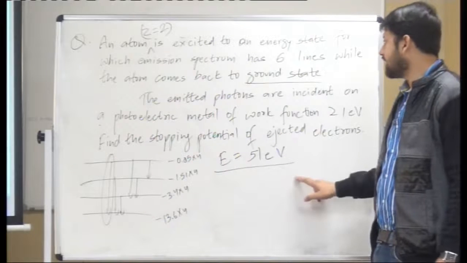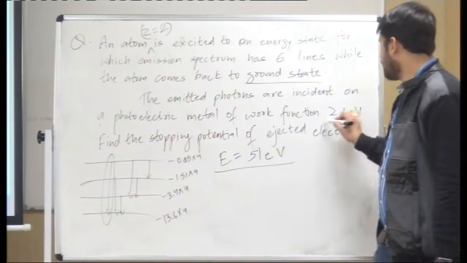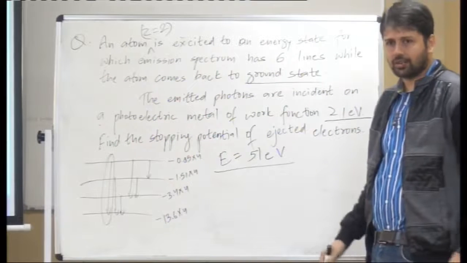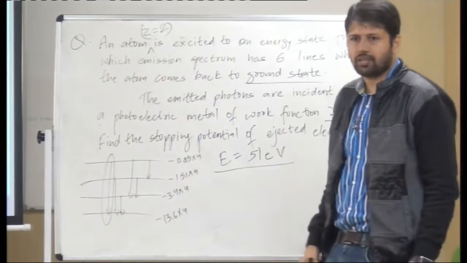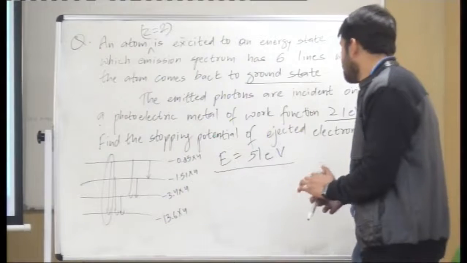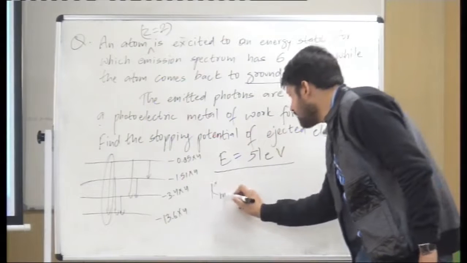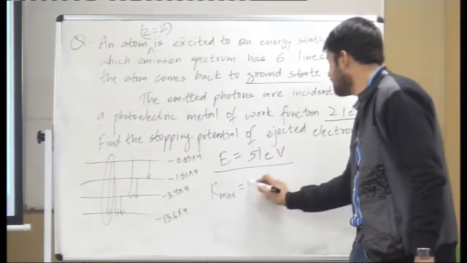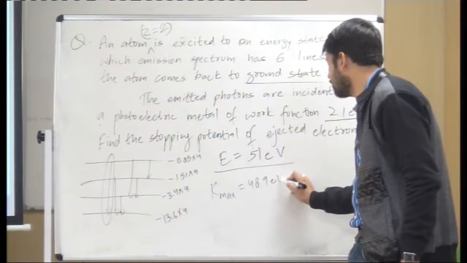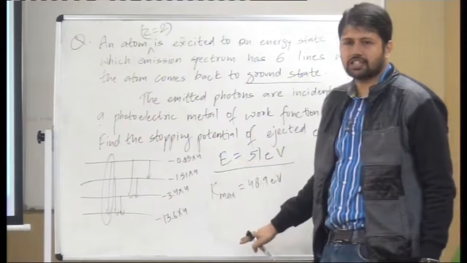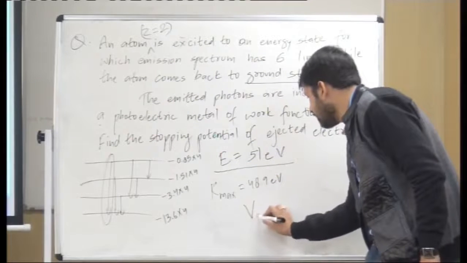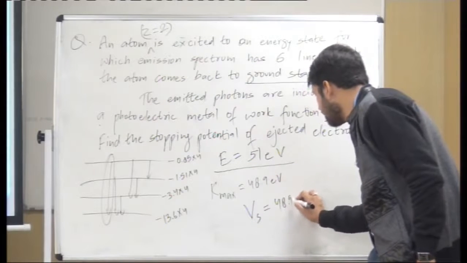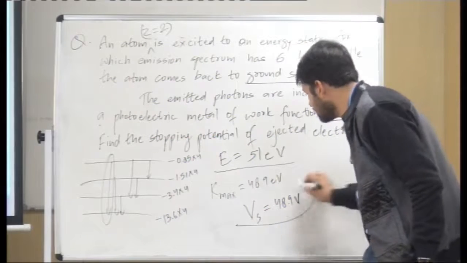photons, are incident on metal of work function 2.1. Is it okay? Are incident on metal of work function 2.1. So the maximum kinetic energy of electrons would be how much? 51 minus 2.1. This is 48.9 electron volt. To stop these electrons, you need stopping potential of 48.9 volts. So this is the answer.